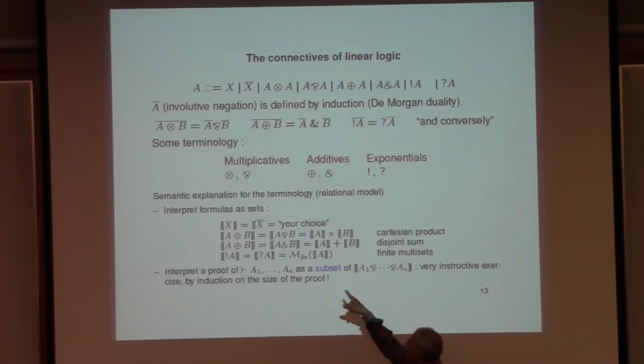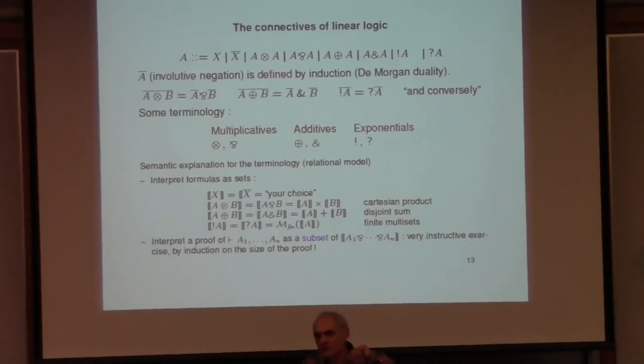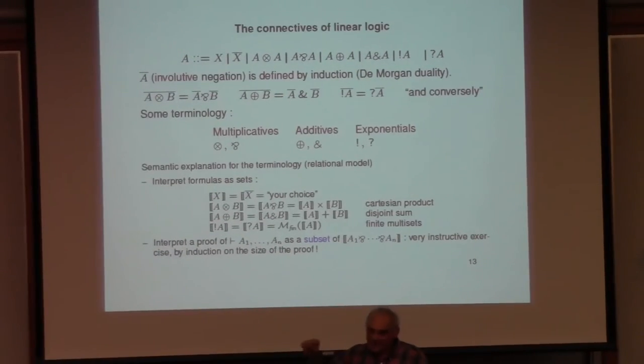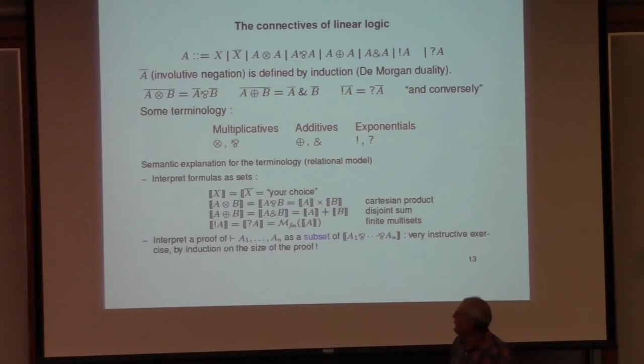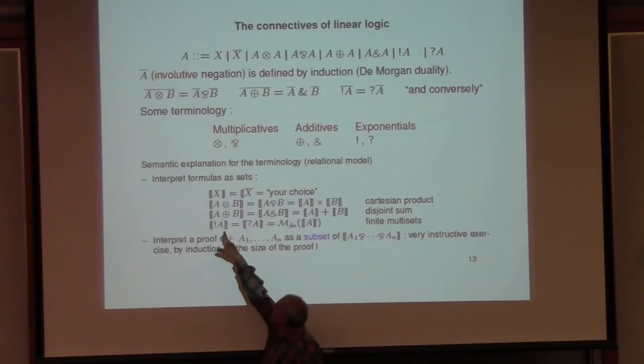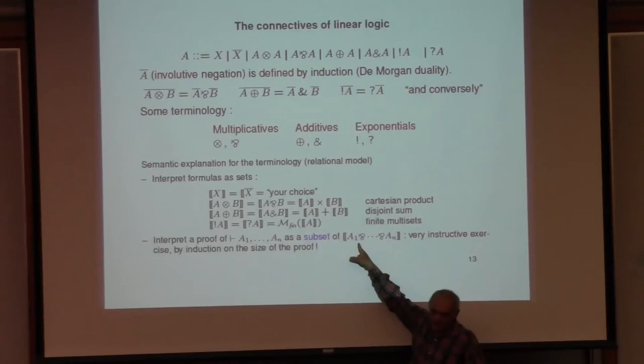So formulas are going to be interpreted as sets. But you have not to think about the elements of this set as being the meaning of the proofs. The elements of this set are rather to be thought as tokens, information tokens, that you put together in order to obtain a real data. Okay? So that's why formulas are interpreted as sets and proofs are interpreted as subsets of the corresponding type.